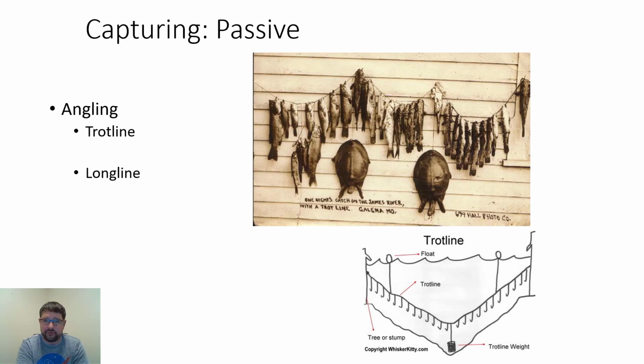But here you can see this kind of old photograph, and this is with a trot line on the James River. Okay, there's no date here, but it's an old photograph. And this is what they were capturing. Again, it's a passive technique that does not select for species.